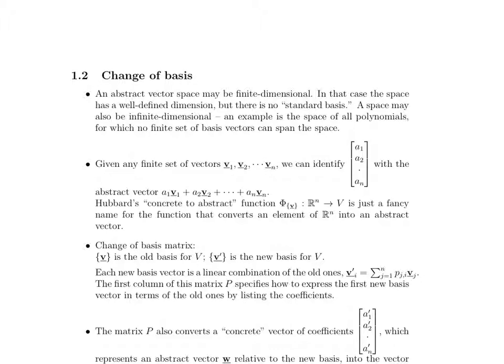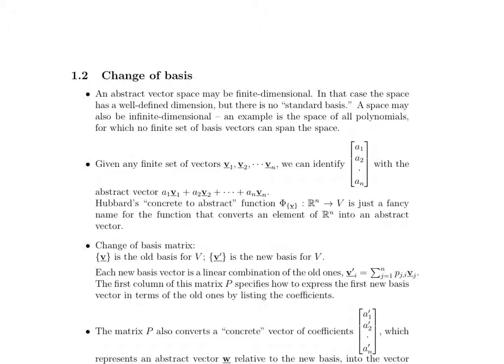As we start talking about different abstract vector spaces, you may realize that there are multiple bases that can describe a single abstract vector space. And as you may have already started to suspect, an abstract vector space can be finite dimensional, and in that case, the space will have a well-defined dimension. But there's not going to be a standard basis like there is in Rn. So that means that no matter which basis you're using, right, the number of vectors in that abstract vector space basis will be the same, regardless of which basis you are deciding to use.